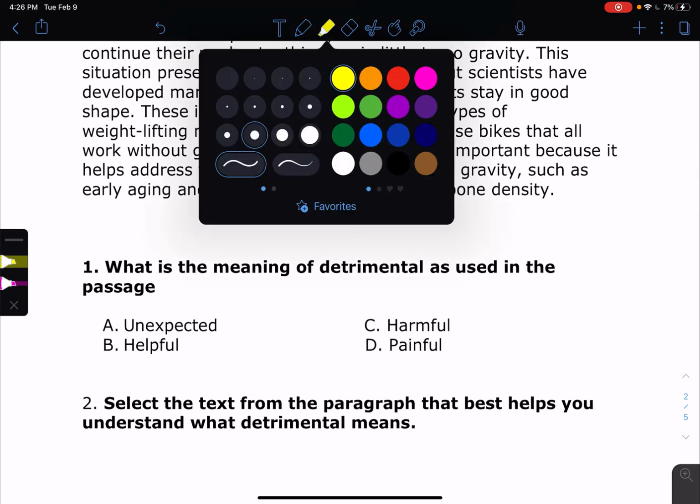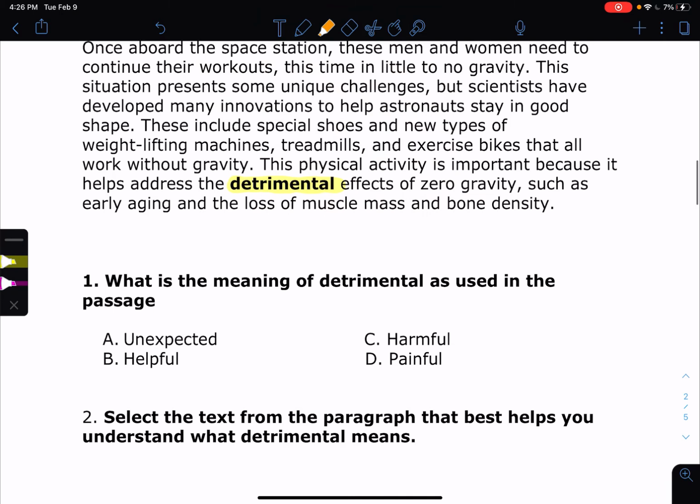Okay, so here we're going to pick a different color. So here it says this physical activity is important because it helps address the detrimental. So based on this, I can assume the detrimental is something bad because NASA's trying to address or deal with it. These activities are created to avoid detrimental effects of zero gravity. So zero gravity sounds like it's not a good thing. So detrimental means, in this case, I think it means something that is harmful, and it can be an issue.